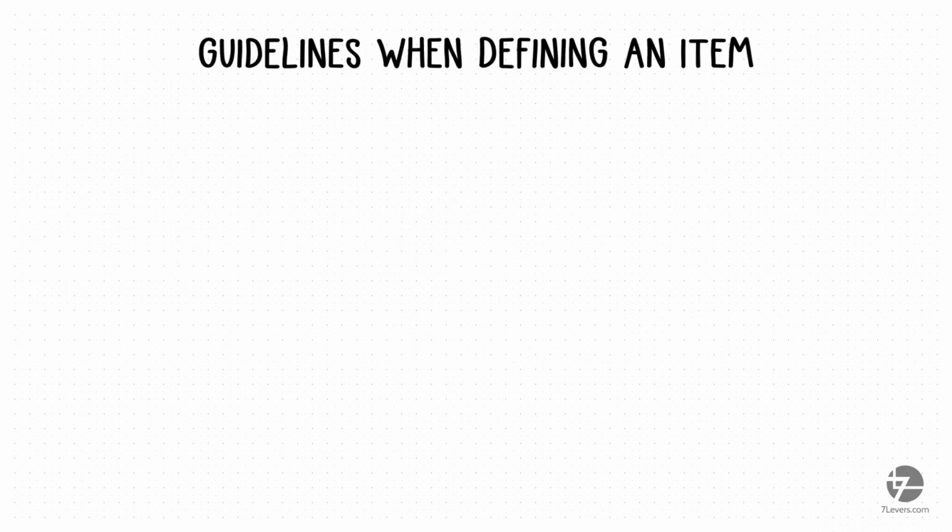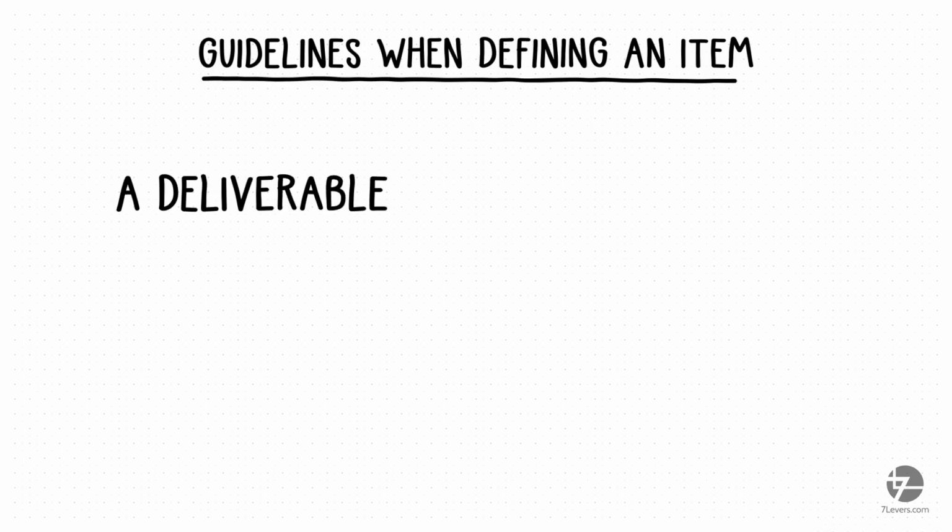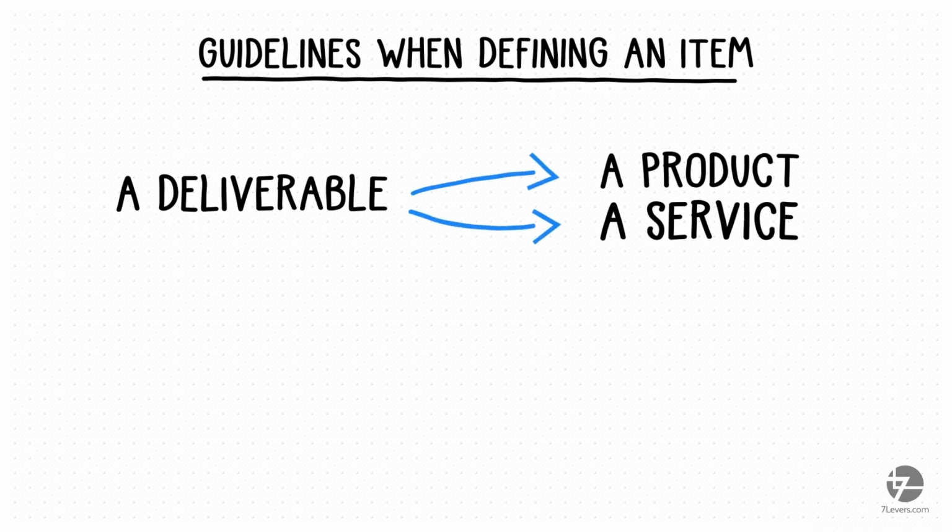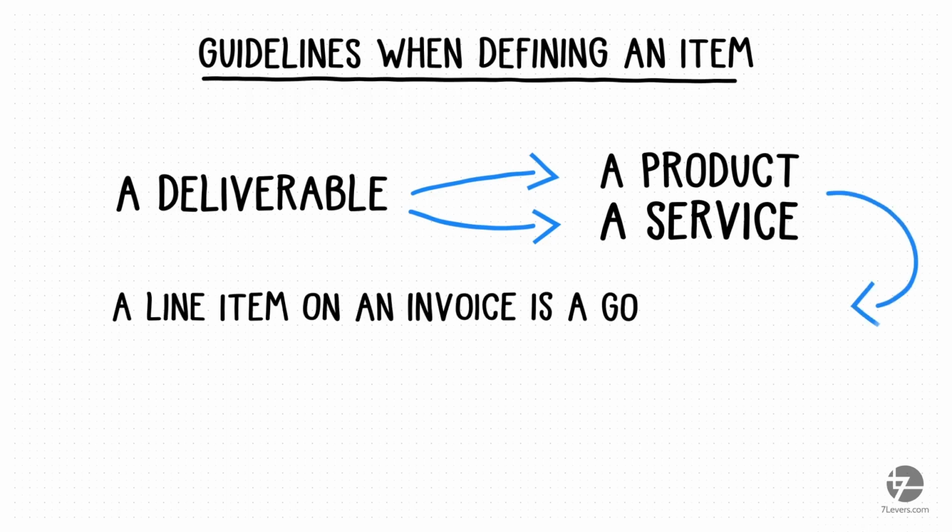Some guidelines when defining what an item is in your business. An item might be what we call a deliverable. So it might be an individual product or a service that you sell. But to make sure you're absolutely clear, we are looking for things like line items on an invoice. So if you have an invoice and there are multiple lines on the invoice describing different things with different quantities and different values, usually one of those lines is an individual item.